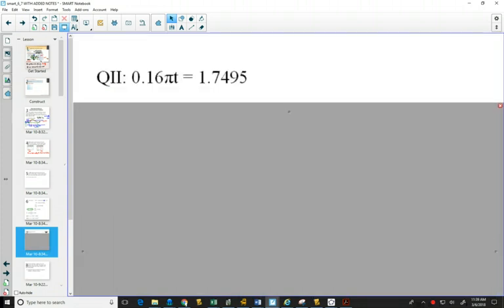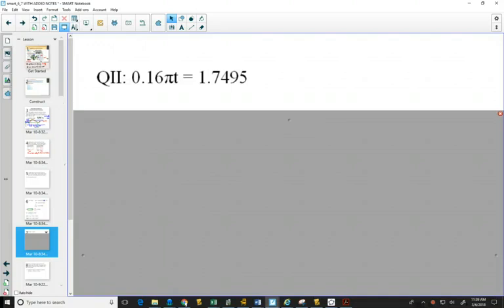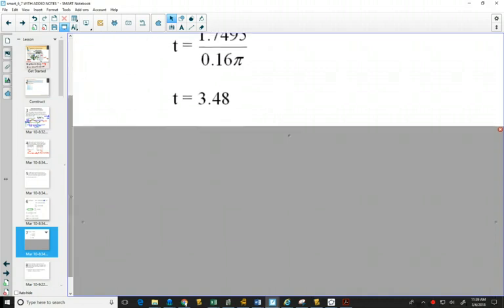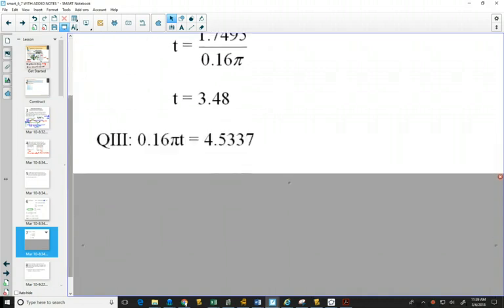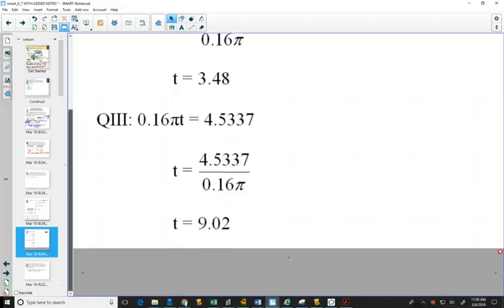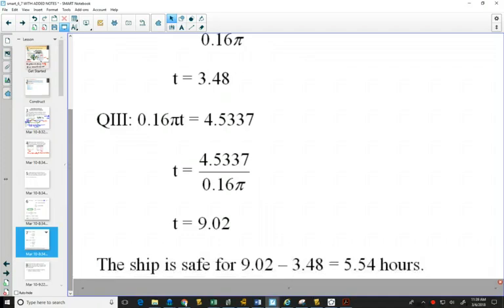So doing that next, doing quadrant 2 first, well, how would I solve for t? I'd have to divide by 0.16 pi. So divide both sides by 0.16 pi, and sure enough, we get our 3.48 for t, the same as we got from our graphing calculator. Do the same thing with the quadrant 3 angle. Divide, and you get your 9.02. So we could do this algebraically and get the 5.54 hours the same way that we did with our graphing calculator. This just takes a lot longer.